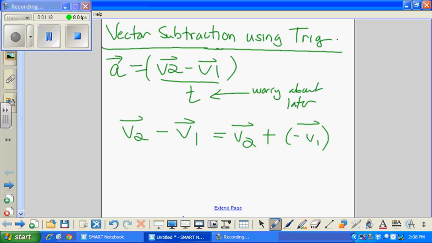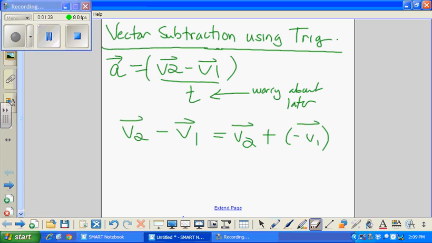So, if we want to use the exact same strategy, the exact same triangle method, trigonometry method that we used with vector addition, you can do that by adding, instead of subtracting v1, we're going to add the negative of it. So then the whole new part of today's lesson is about figuring out what negative v1 is. And it's actually very, very simple.